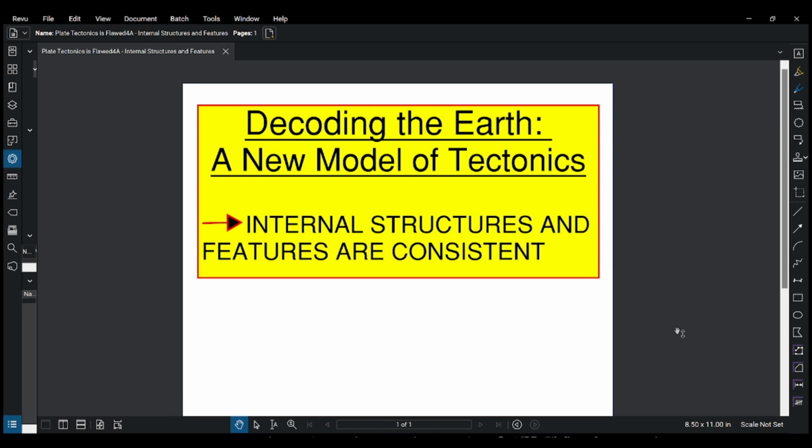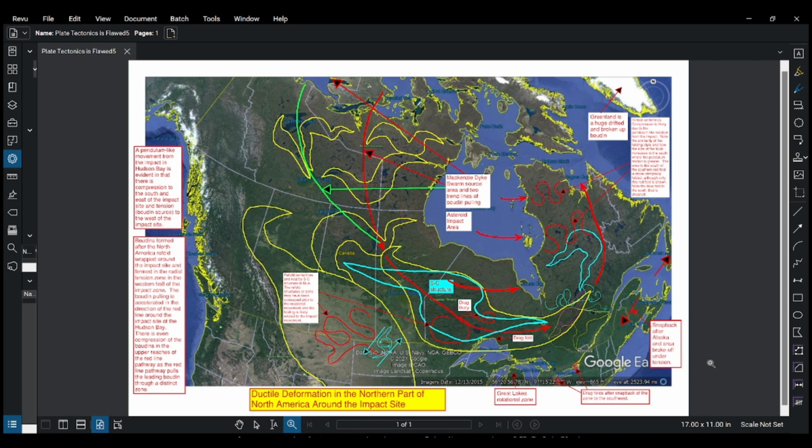Decoding the Earth, a new model of tectonics. So now, after discussing the features of Google Earth and the structures that are there and how everything's interrelated, we're just going to look at some internal structures and features that are further evidence of the consistency of the model. Internal structures and features are consistent. Okay, what we've got here is internal features and structures on North America, on the North America refold. So again, I was saying the refold structures contain internal structures, everything's structures, and fractals too, which are structures, like an imitation of structures, and they have internal structures.